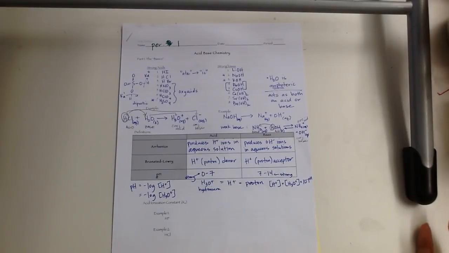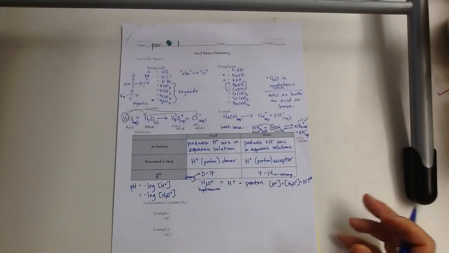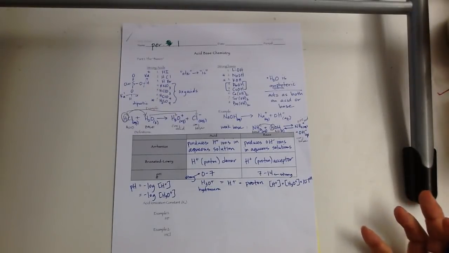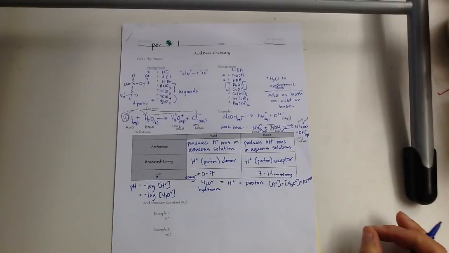Also, I want to let you guys know that it is possible to have a strong acid with a low pH or a highly concentrated weak acid that has a very low pH. So pH is really measuring the concentration of hydrogen ions, which could be a low pH because it's a strong acid, or it could be a low pH because it's a concentrated acid.